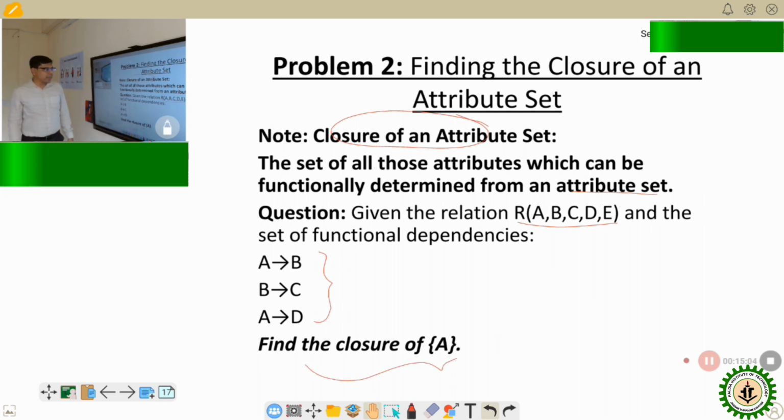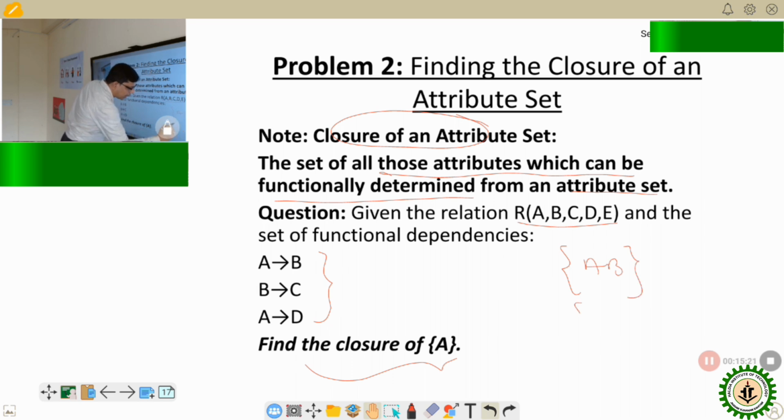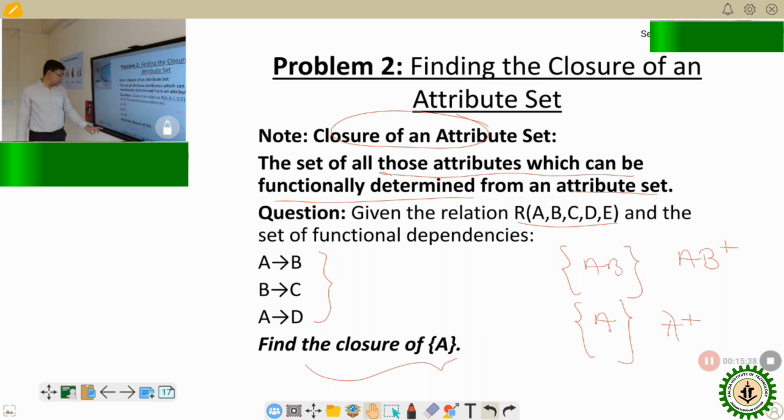So closure means all the attributes which can be functionally determined from a single attribute or a set of attributes. Maybe it is a single attribute or it may be multiple attributes. If you want to find the closure of AB, you can write AB plus, or if you want to find the closure of A, you write the symbol A plus. So how do we find the closure of A?